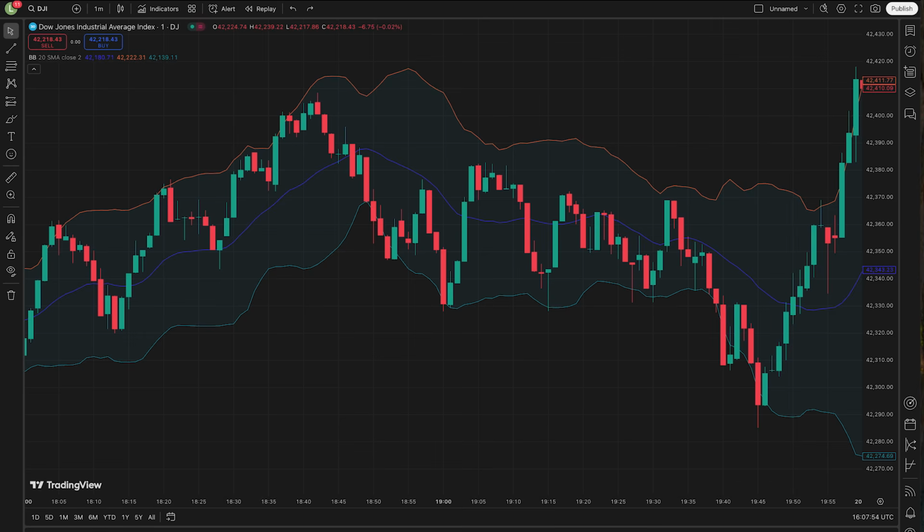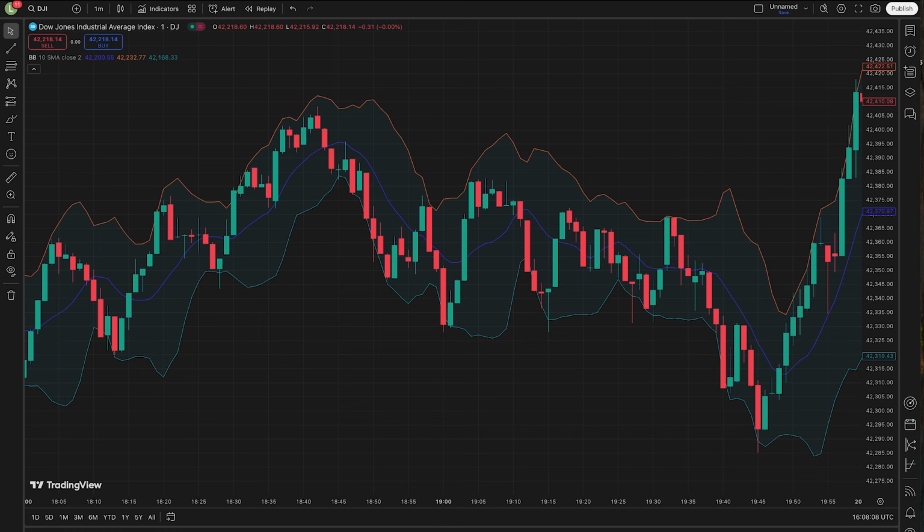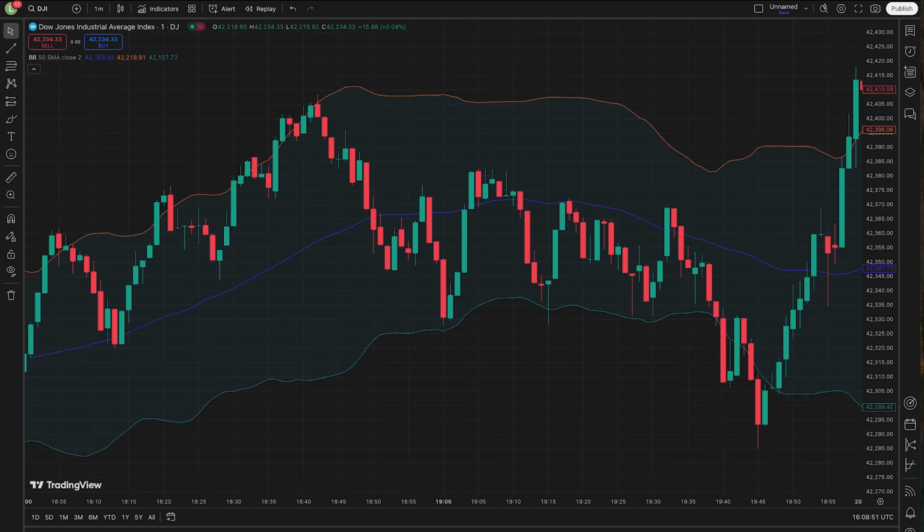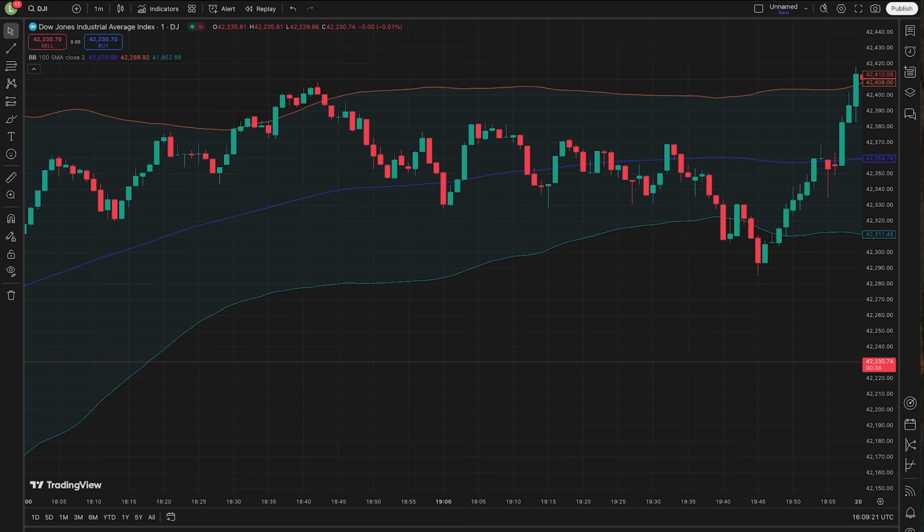Now, if you're a short-term trader and you're scalping, then you might want to consider tweaking the Bollinger Band settings slightly to suit your trading style. So instead of the 20 period SMA, you could try a 10 period SMA for tighter signals. For longer term traders, you could use a 50 or 100 period SMA to filter out the noise. And remember, as always, only try these out in demo mode until you're fully confident in what you're doing.